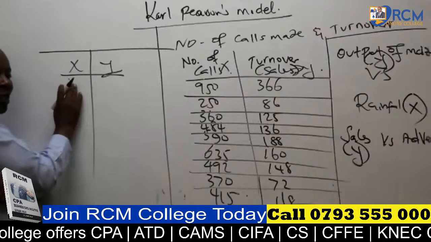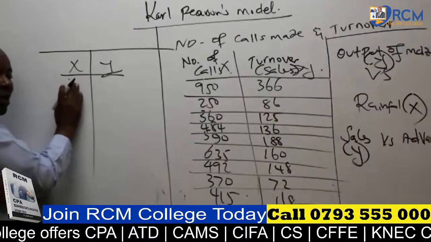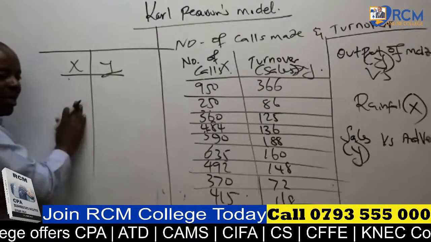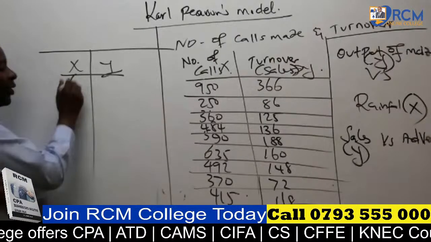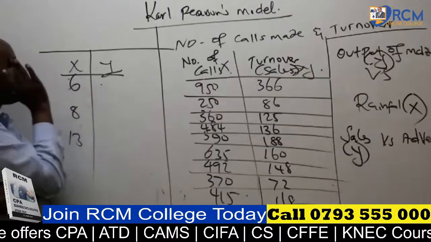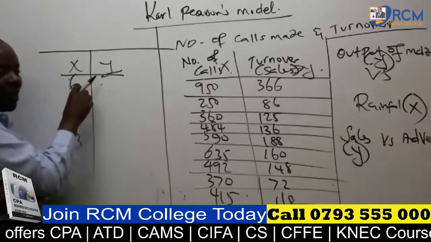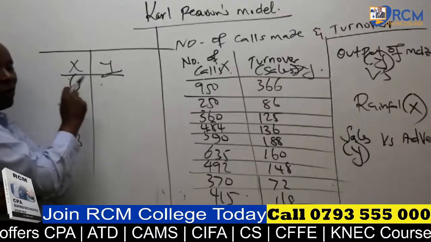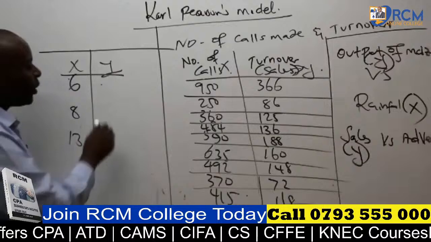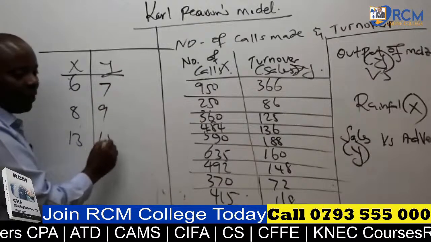No, I don't want the summations. I want the individuals. I want the individual items. Was it 6, 8 something? 6, 8 something. 6, 8, 13. How about the summation of Y? Or not summation, but the Y parameters, the Y metrics. So inakuwa ni 7, 9, 15.